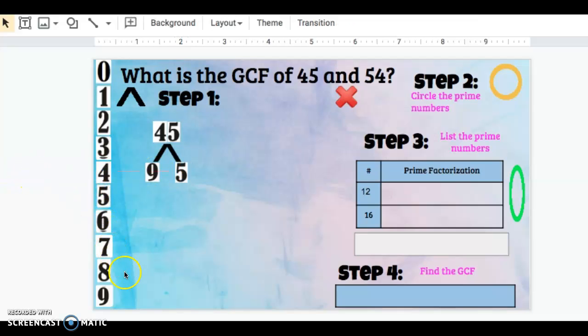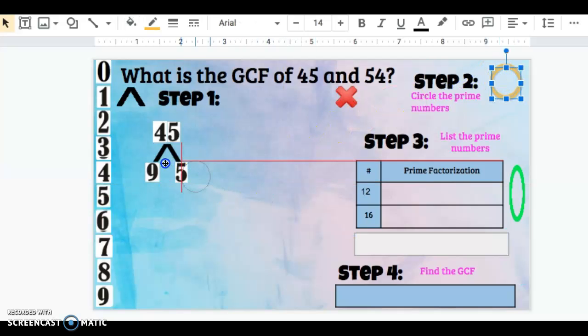Alright, and then I am breaking down my composite number, and then I'm circling my prime numbers. Remember, I told you always to write down or have somewhere near you your list of prime numbers at least to 13. So 2, 3, 5, 7, 11, and 13 were the ones that I told you to keep in the habit of remembering. So I did say 5, so I'm going to circle 5.